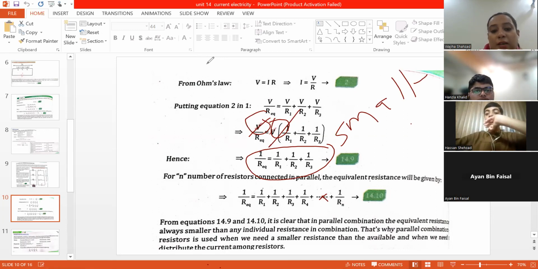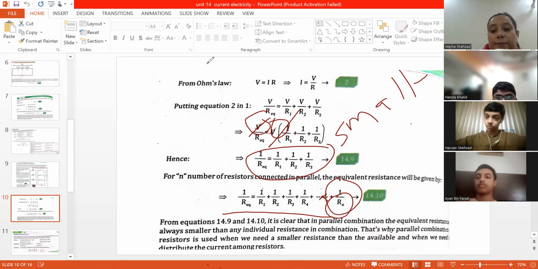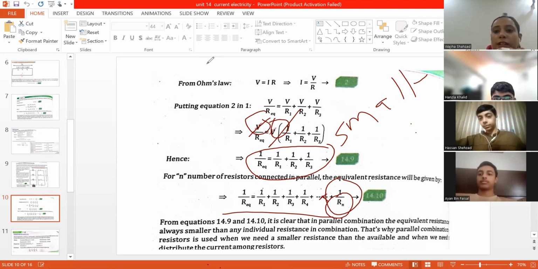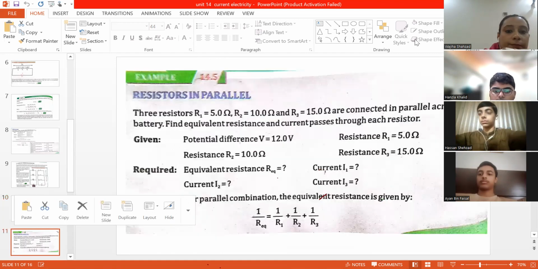Similarly, if we have n number of resistors, the equation will be 1 by R equivalent equals 1 by R1 plus 1 by R2 plus 1 by R3 plus 1 by R4 up to 1 by Rn, and this n represents the number of resistors connected in this combination. If n is 7, we have to connect 7 resistors in parallel. If the number is 10, we have to connect 10 resistors, depending upon how many resistors we are connecting. So this is the parallel combination. Now we will see a related problem.